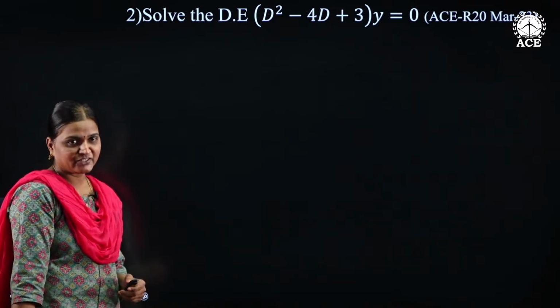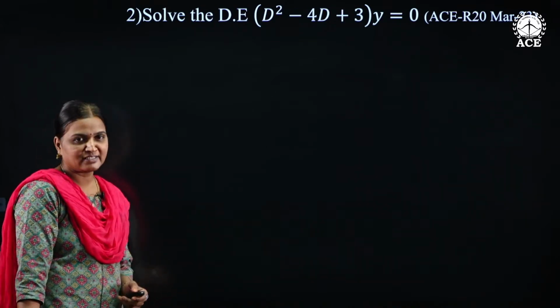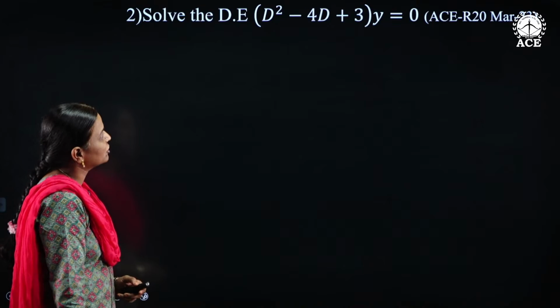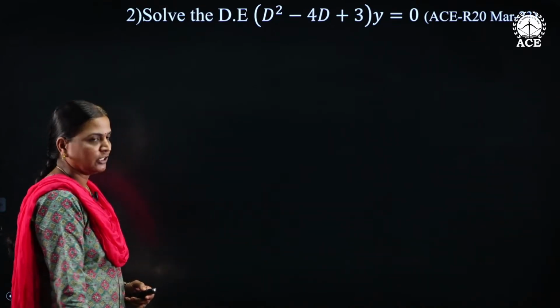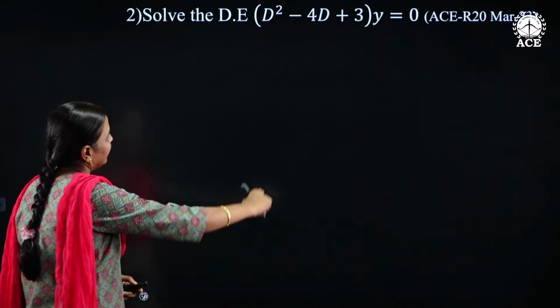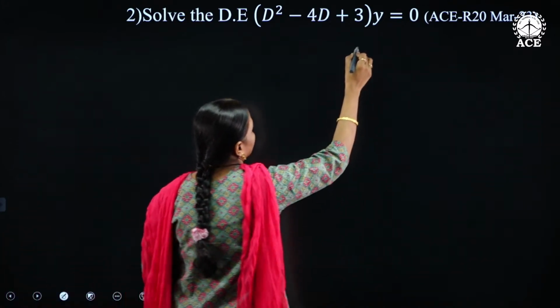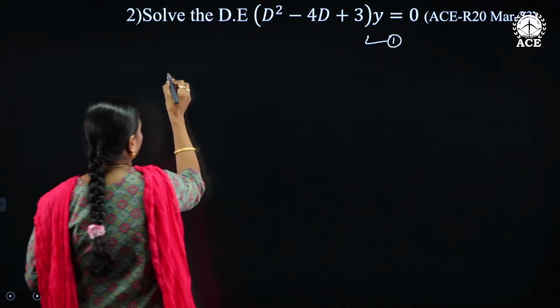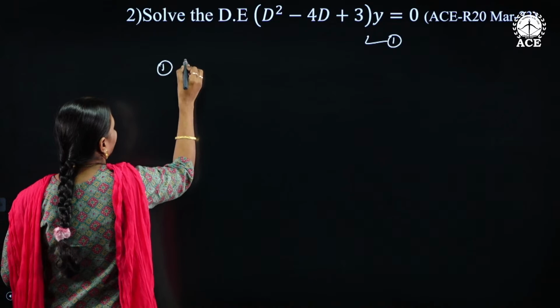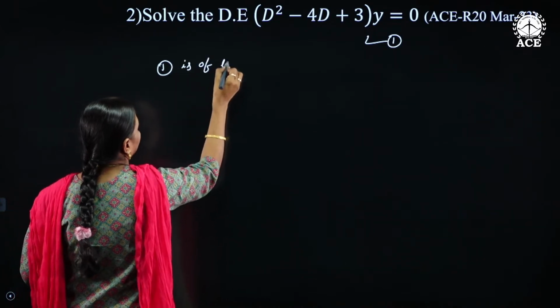Yes, dear students, please try to solve this equation and post your answer in the chat box. And what is the second question? (D square minus 4d plus 3) into y is equal to 0. Consider this as equation 1. What is a linear homogeneous differential equation? Equation 1 is of the form.